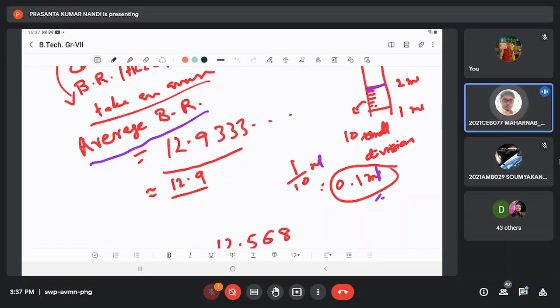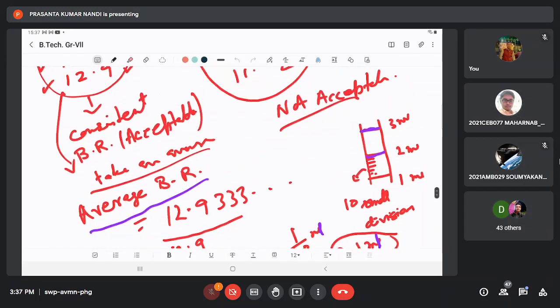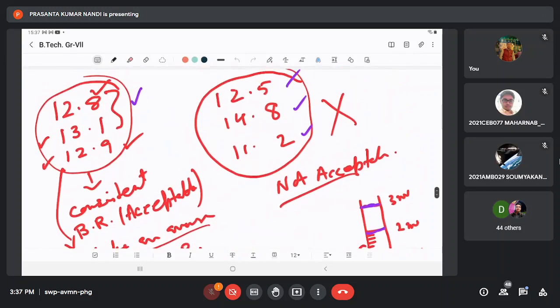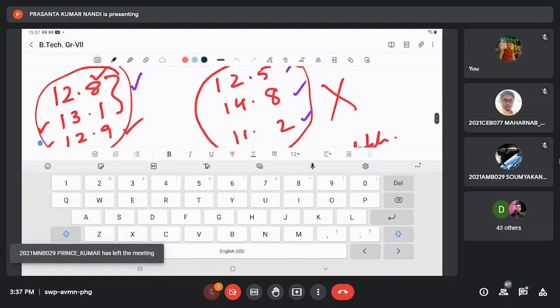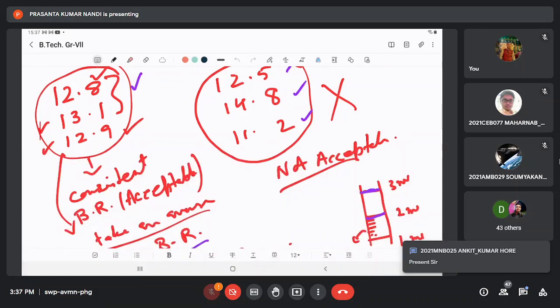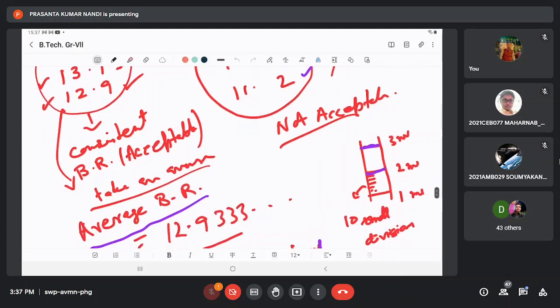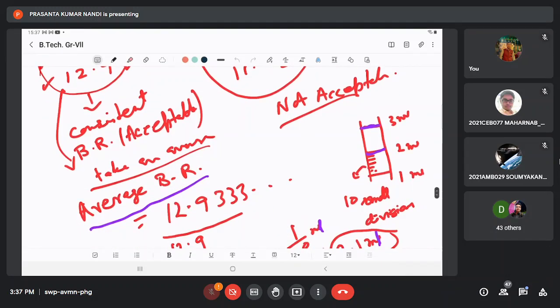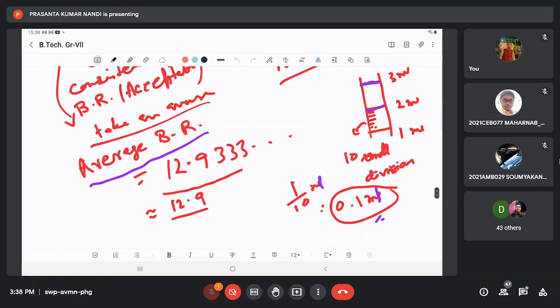Sir, can you please repeat the reading part that you said, that some set of values is not allowed? Sometimes, suppose you are getting 12.8, 13.1, 12.9. No two readings differ by more than 0.1 or 0.2. So that means these readings are reliable or consistent, and you can take the average. Once you take the average, the calculator value comes out to be 12.933, like that. But the question is, scientifically, how will you report a burette reading? You must report up to the first place of decimal, not more than that.